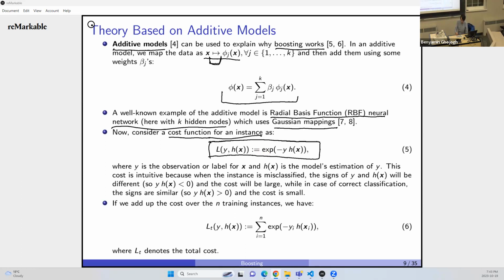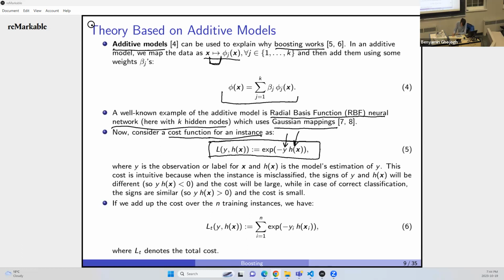Does it make sense? Let's see. What if Y is 1? H of X is also 1. Then I will have e to the power of -1, right? Which is a small value. So we know that when Y is 1, H of X is 1, it means that it's correctly classified. So the loss must be small. E to the power of -1. Agree. What if Y is -1 and H of X is also -1? It's still correctly classified. And it becomes e to the power of -1 and the loss is small. But if the signs of Y and H of X are different, one of them is 1, one of them is -1, then it becomes e to the power of 1. The loss becomes large. So this loss function makes sense, which we want to minimize because it gets large for misclassification, right?